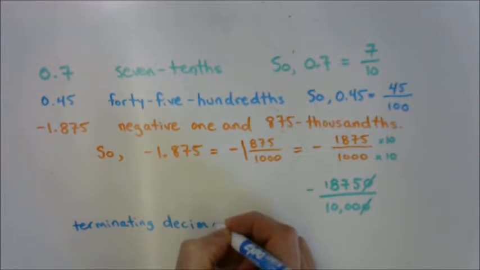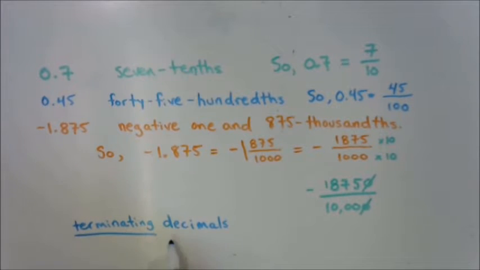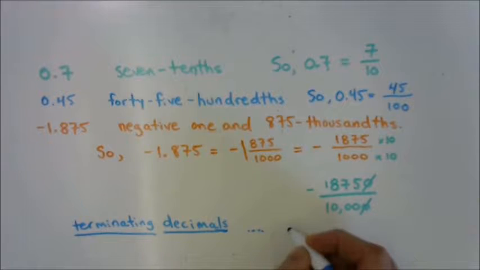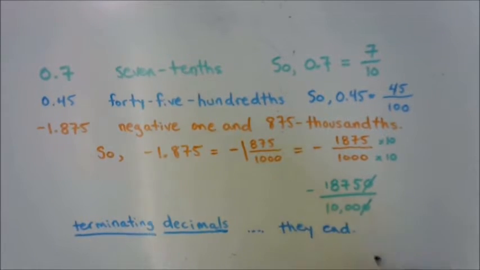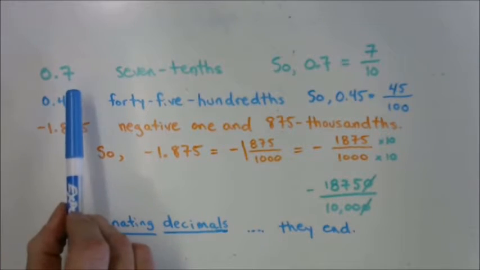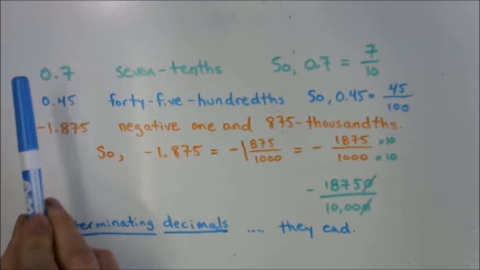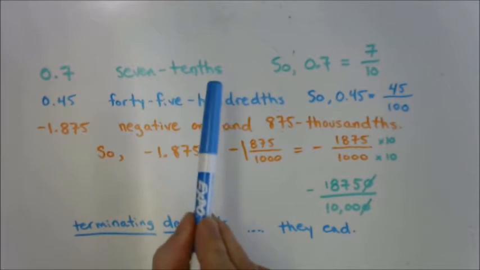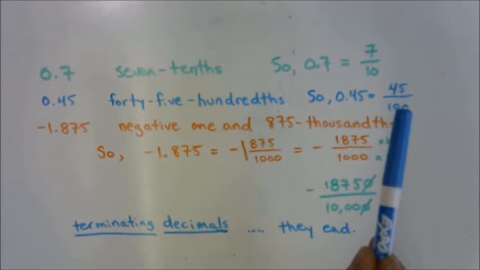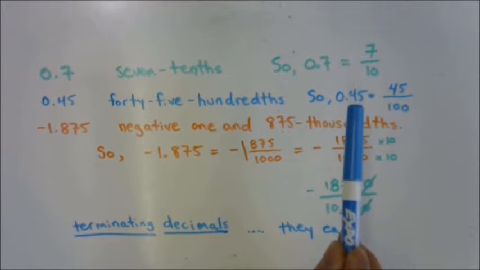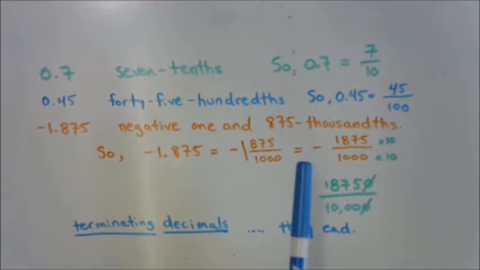Terminating decimals. Why are they called terminating decimals? Yeah, they end. That's easy. Terminating means end. Here we had 0.7. I don't need any more information in this decimal to represent 7/10 perfectly accurately. Same thing here. 45 over 100 can be represented perfectly as 0.45. And the same situation down here in our bigger number.